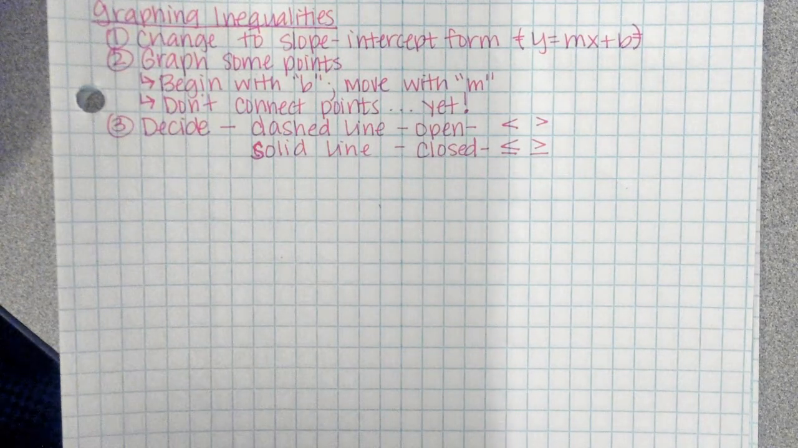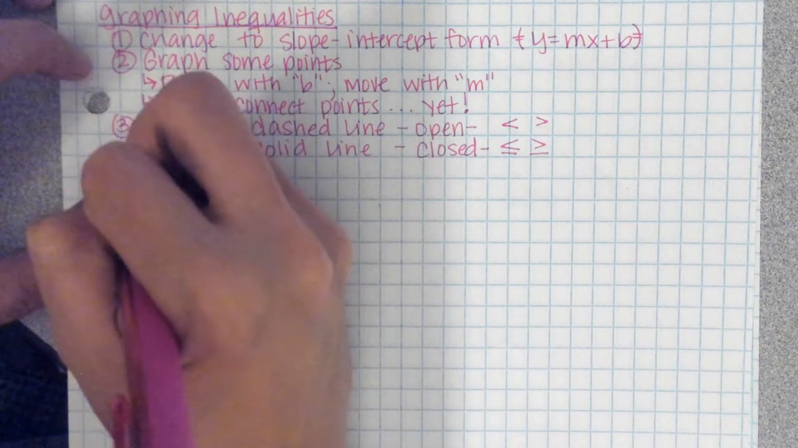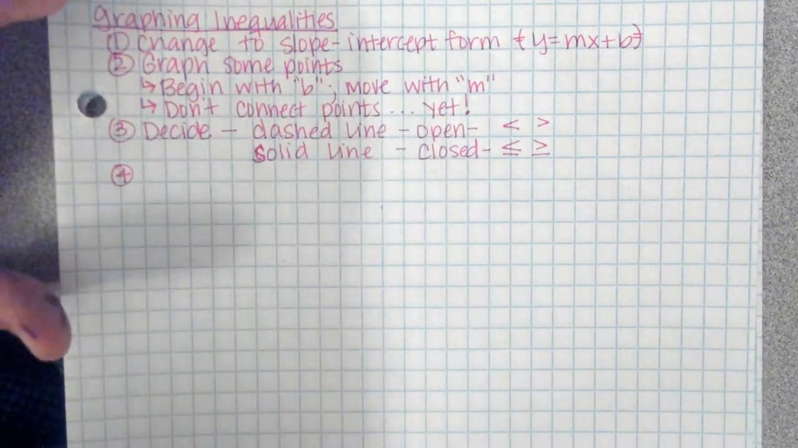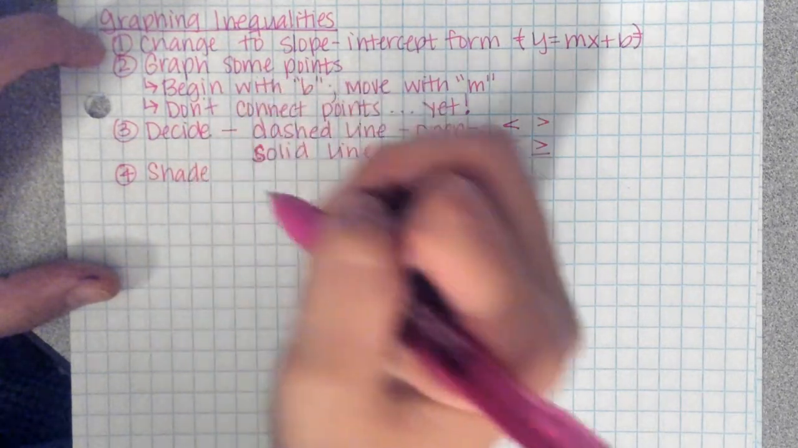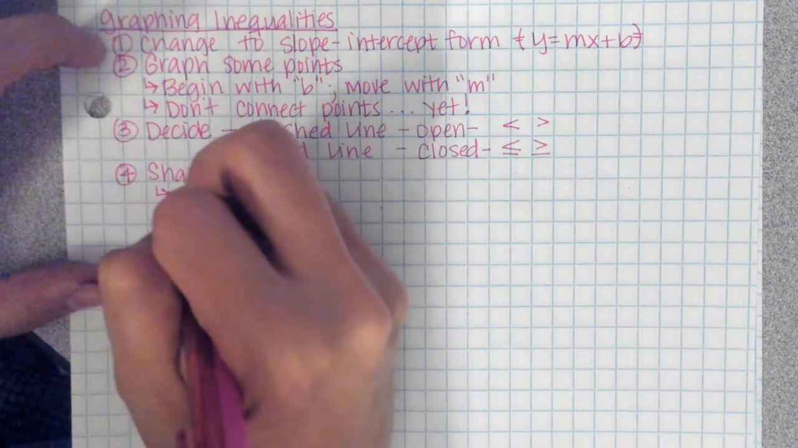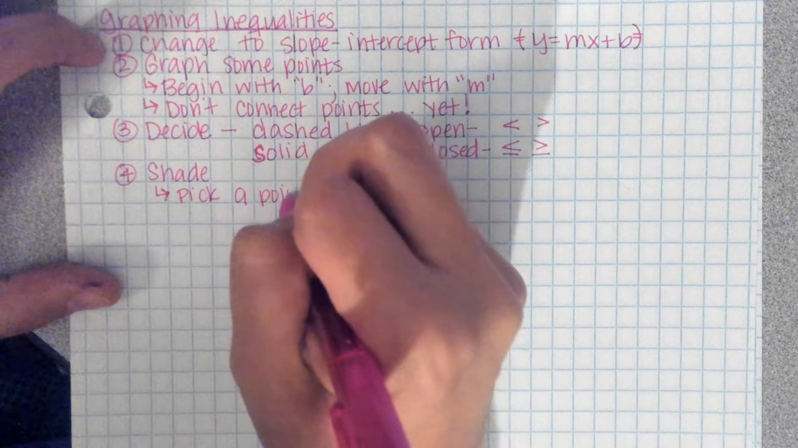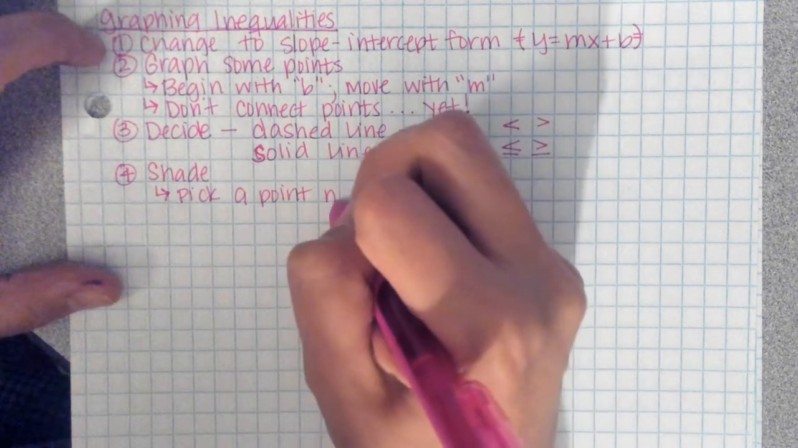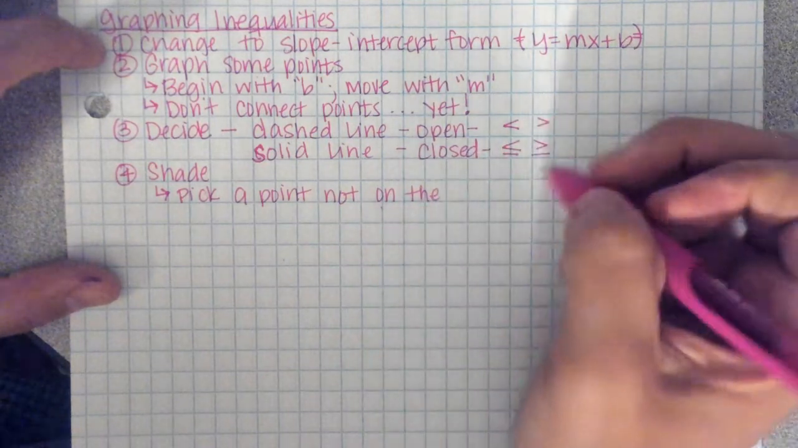But we're not done yet. After that, we need to shade. And we do that by picking a point that is not on the line. So it can't be one of the points that you plotted.